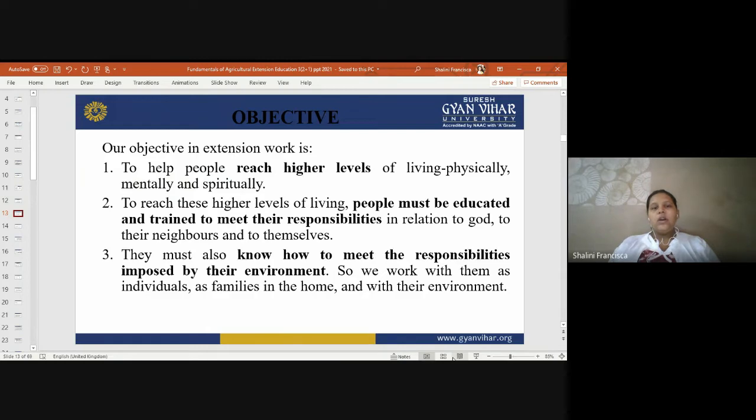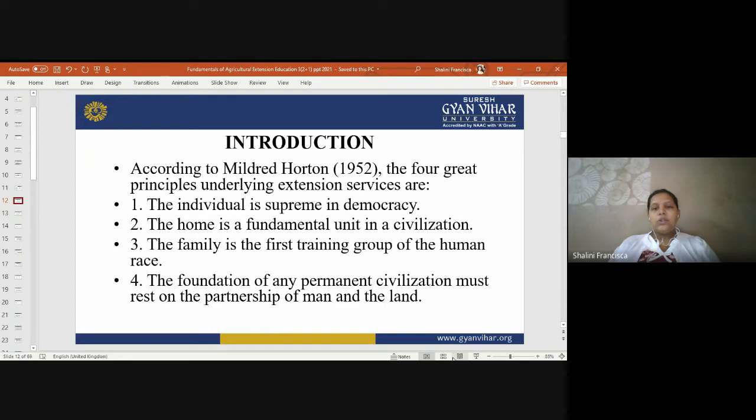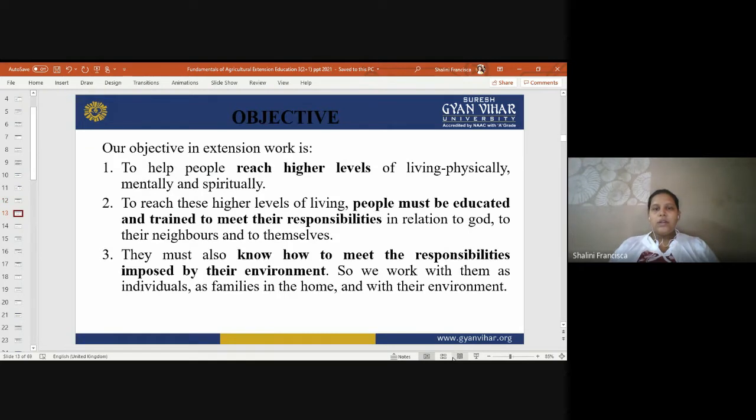As they kept working, in the coming years they came up with the objectives of extension work. First of all, services are things that we provide to people, some activity or some facility. But the word work signifies everything, all the people coming together and helping other people. So, what were the objectives of the extension work?